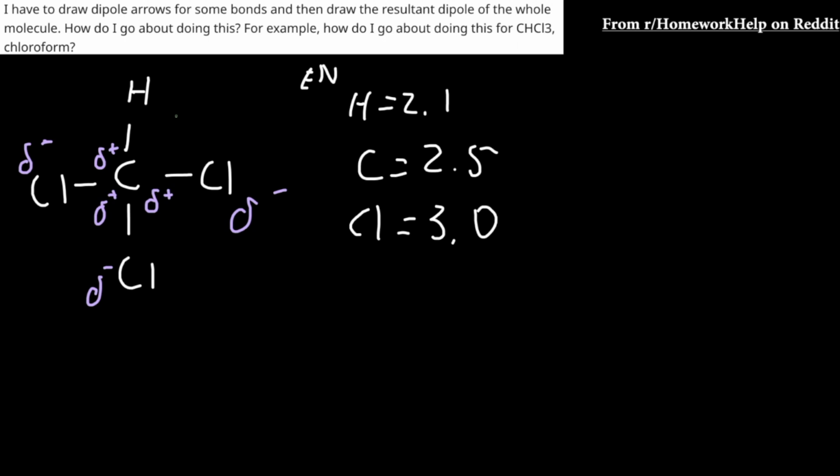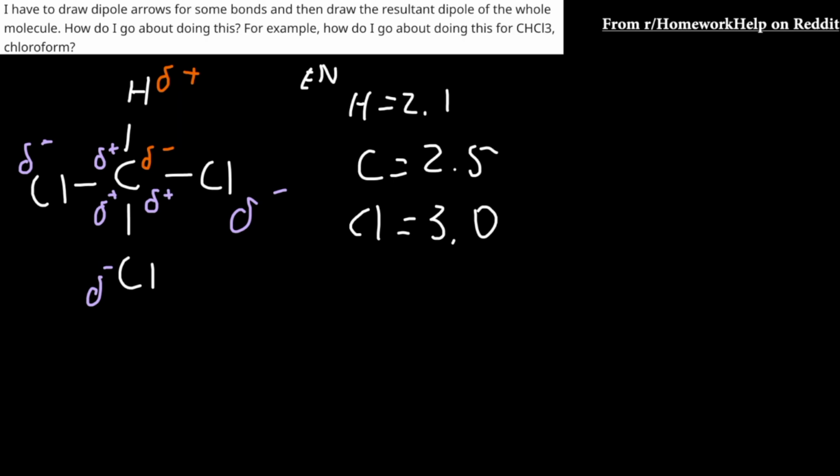Great. And now you are going to take a look at hydrogen and carbon. Between these two, carbon is more negative than hydrogen. So now you have something that looks like this. This is one way that you can do this.